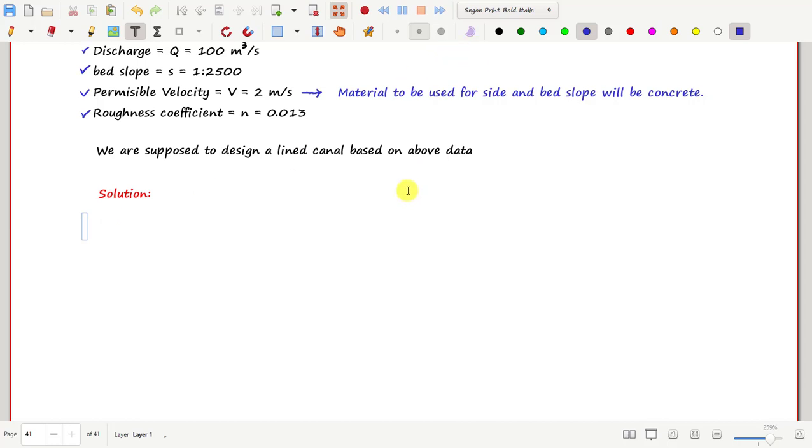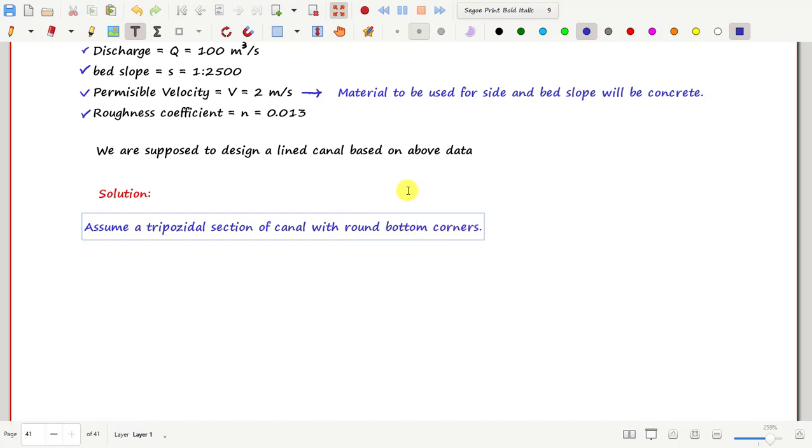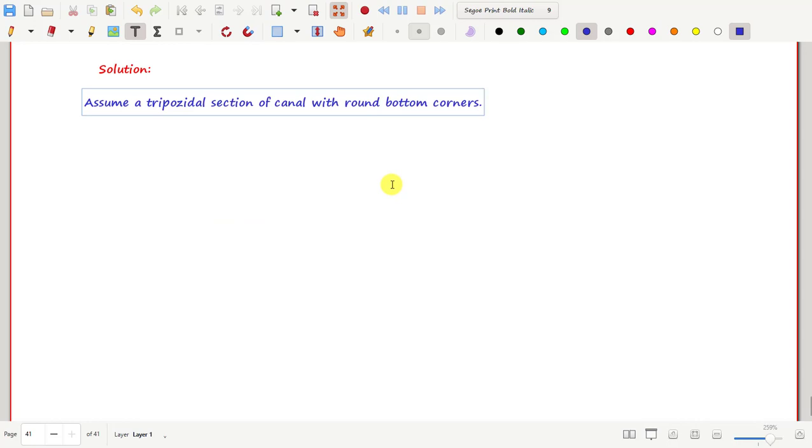Start the solution, and we can say that assume a trapezoidal section of canal with round bottom corners. Okay, and let's draw it. It will look like this, right?